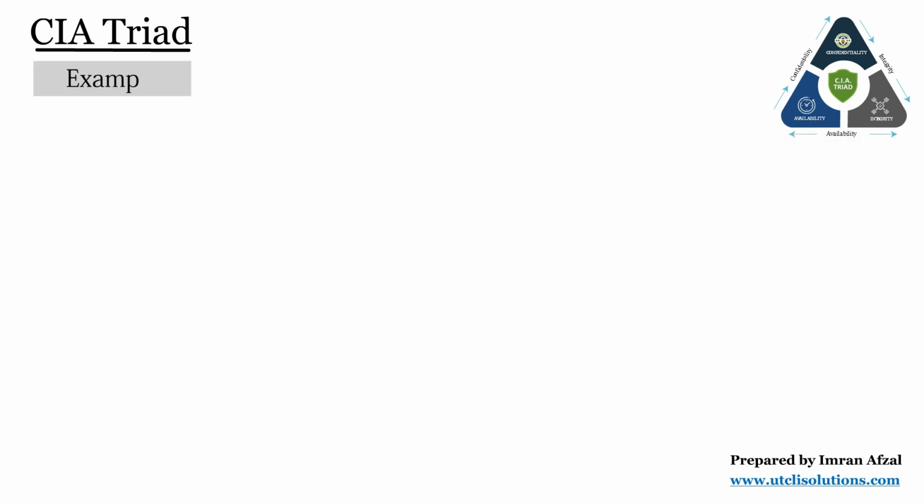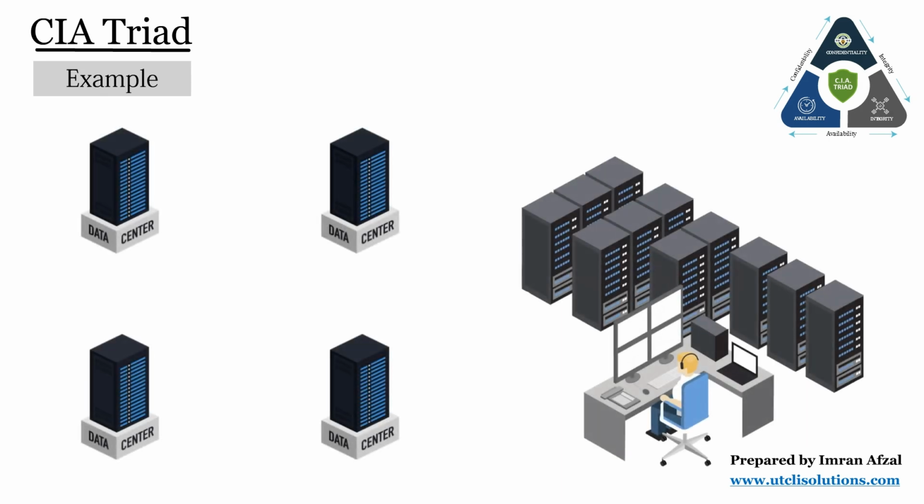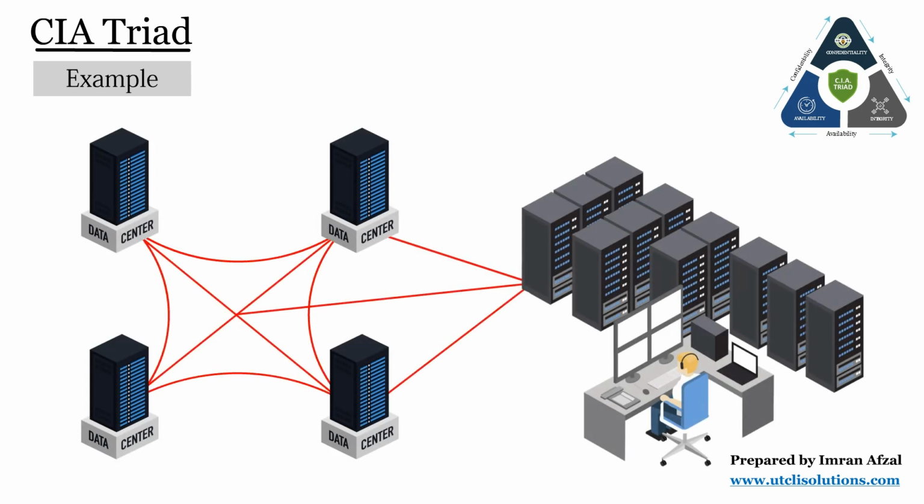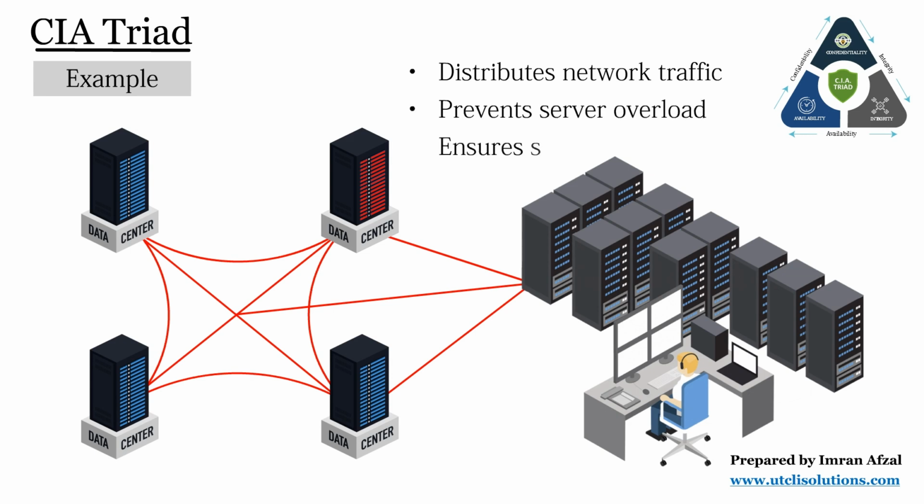So, for example, a company might use multiple data centers in different locations to ensure that if one goes down, the other can take over. Also, load balancing distributes incoming network traffic across multiple servers to ensure that no single server becomes overloaded, which helps keep systems from failing. Fault tolerance involves designing systems so that they can continue operating even if a component fails.